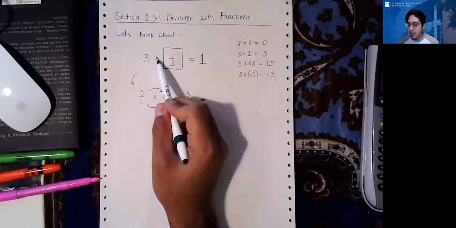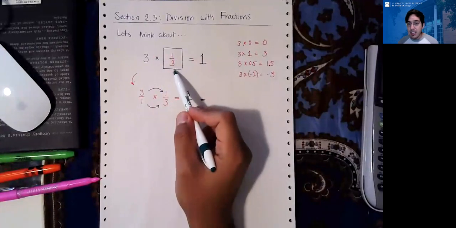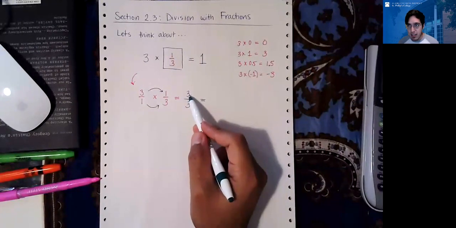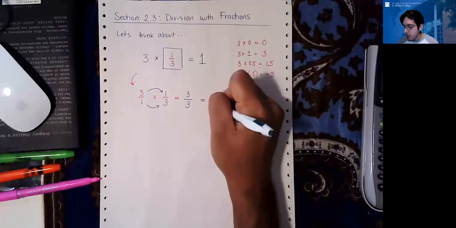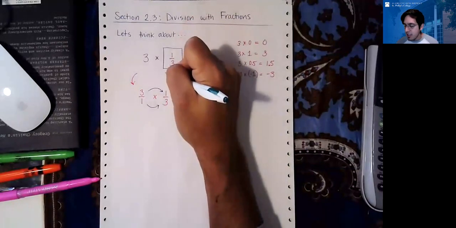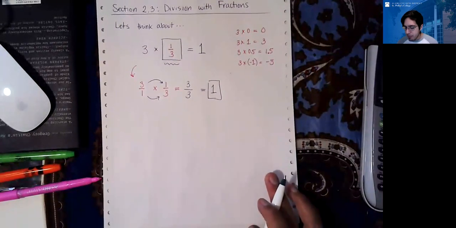3. So 1/3 is not the answer to equal 1? No, it is, because check it out. 3/3 simplifies to, you could think of it like division, 3 divided by 3 is 1. So that's actually the answer. We needed this guy, 1/3, in order to make that multiplication work.